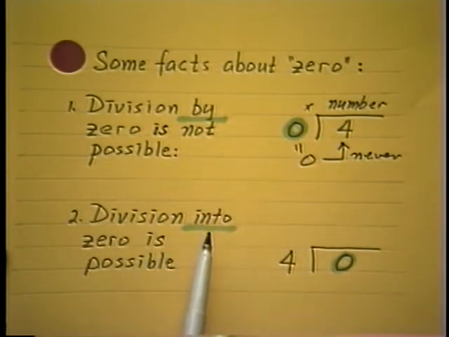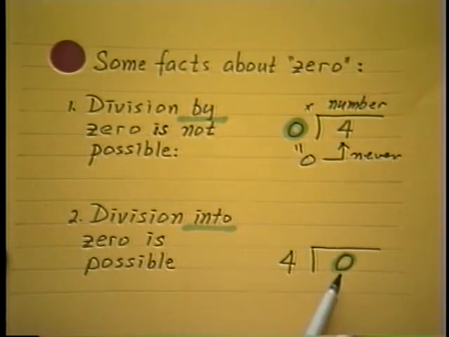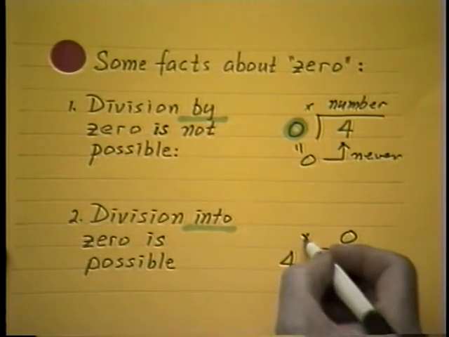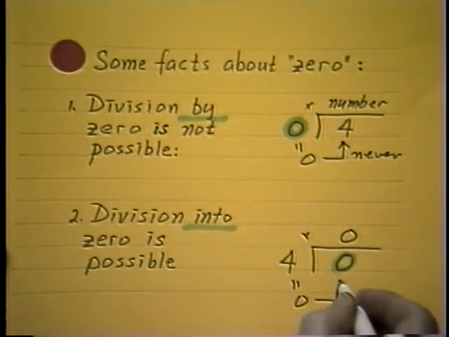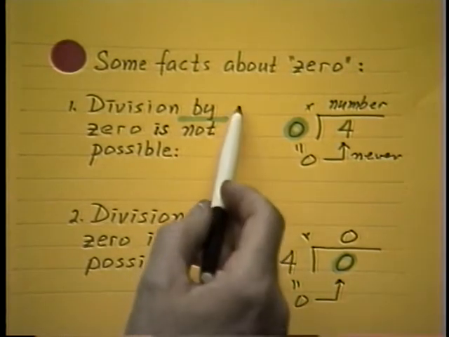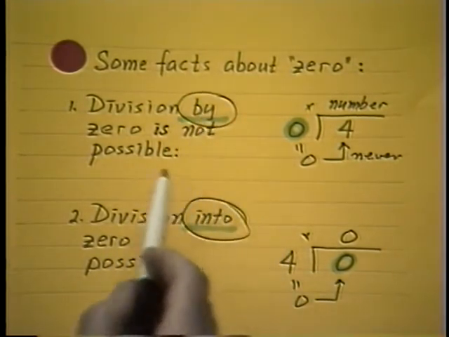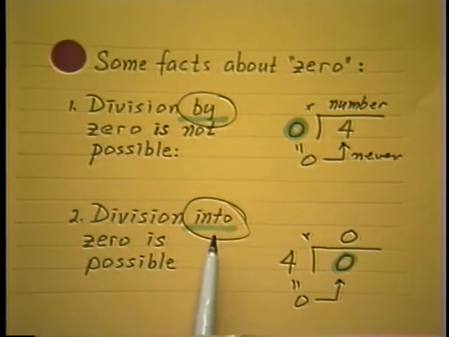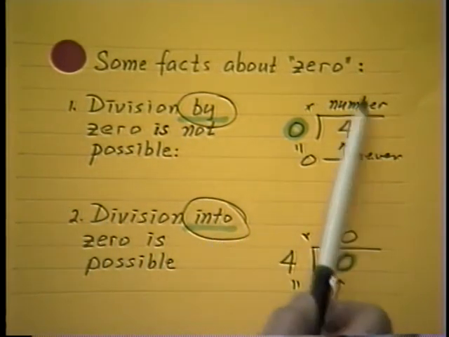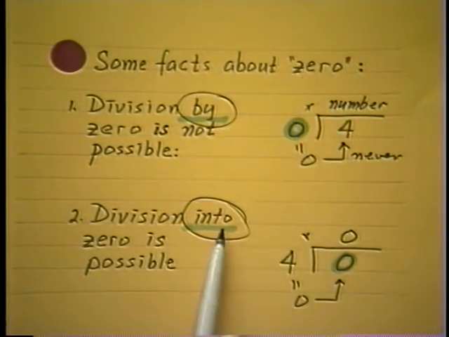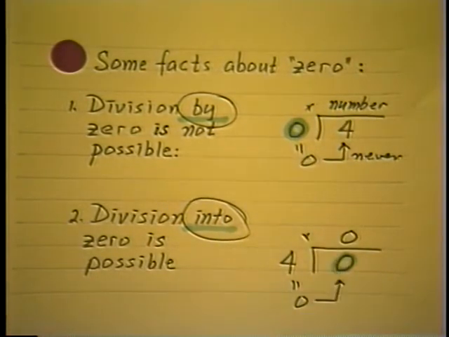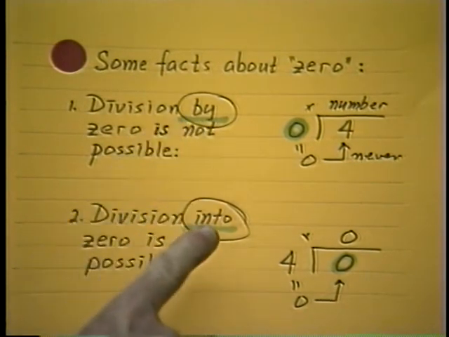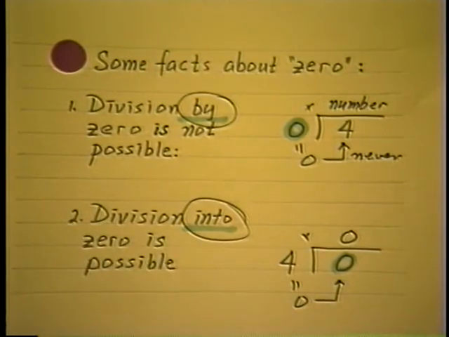However, division into 0 is possible, because of course in this case 0 times 4 is 0, and it checks. See how very important these two very small words are. Division by and division into are two entirely different concepts. Here I'm dividing by the 0. Here I'm dividing into a 0. And so be very clear in your mind the difference between dividing by something and dividing into something.